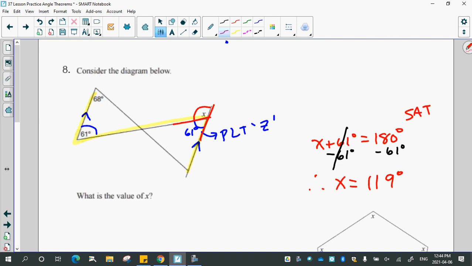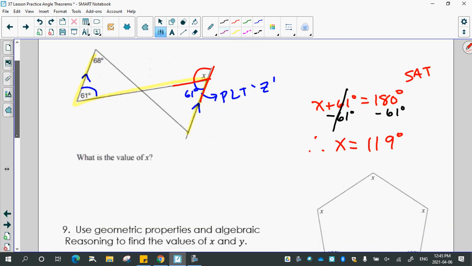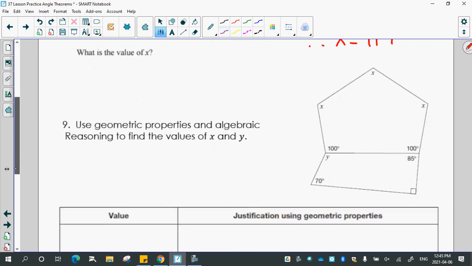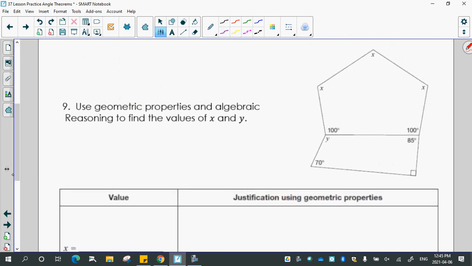And then the last one is another EQAO with the chart format again. Okay. Use geometric properties and algebraic reasoning to find the values of x and y.